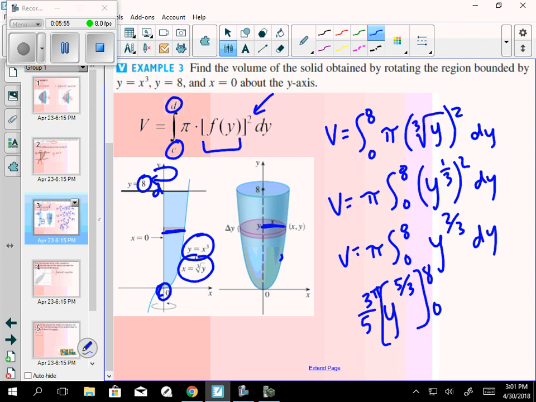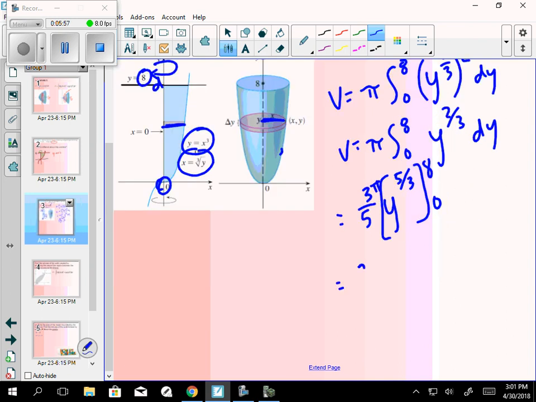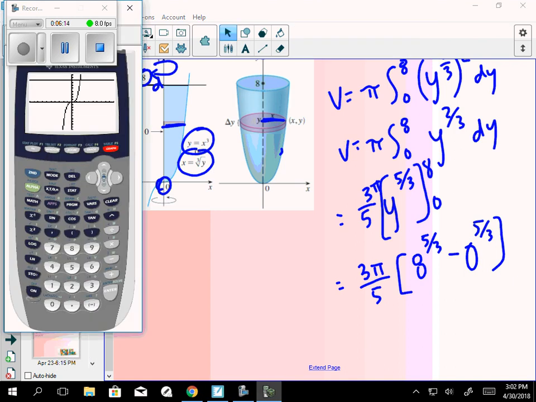So now if we plug in those two numbers, we should be able to get it. So I'm going to keep the 3 pi over 5 out till we multiply. So we'll have 8 to the 5/3 power minus 0 to the 5/3 power. 0 to the 5/3 power is still going to be 0. 8 to the 5/3 power, you could use your calculator or use what you know about exponents to do that. If we do 8 to the 5/3, we should get 32 for that.